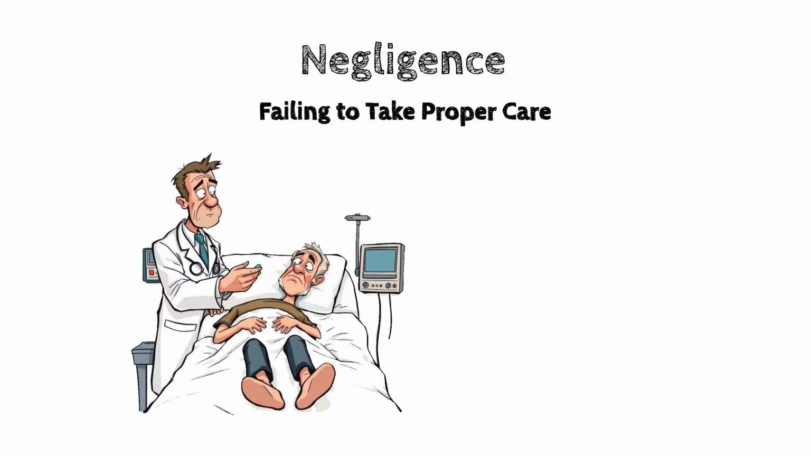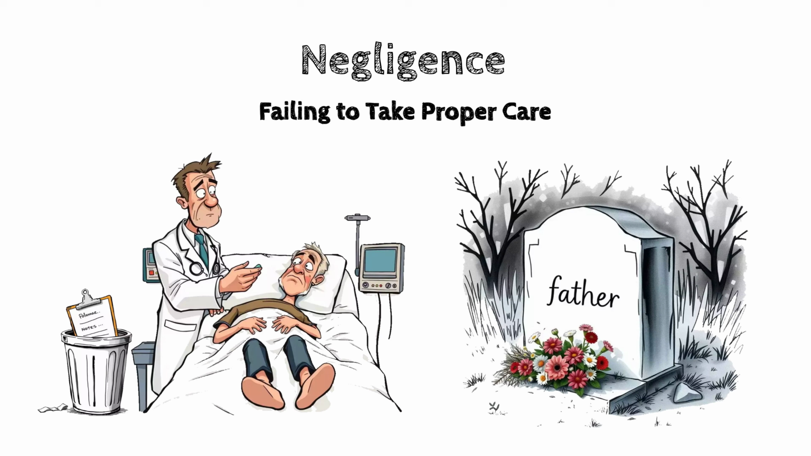Negligence. Negligence is when someone should have known better. The risk was obvious, but they failed to take the care a reasonable person would. For example, a doctor gives the wrong medication without checking the chart. The patient dies. Due to his actions, this could amount to gross negligence manslaughter.